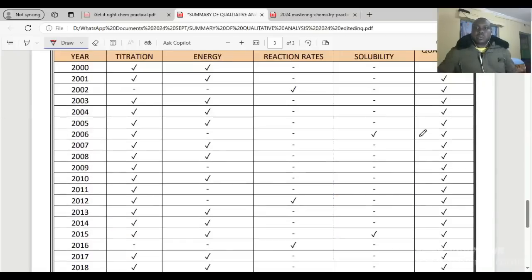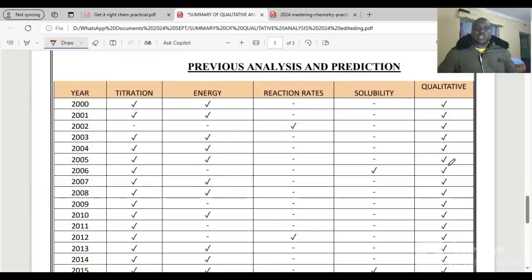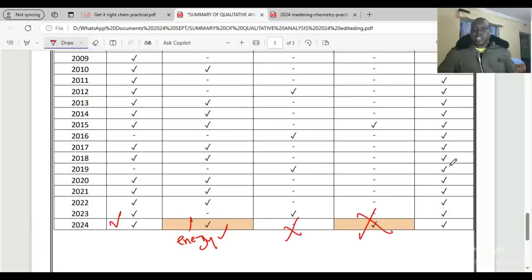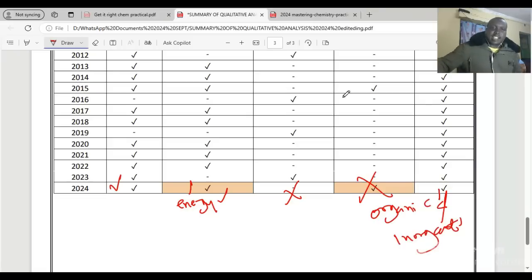Qualitative analysis, both organic and inorganic, you can see from 2000, there is no year that it has missed and it will never miss. So qualitative analysis is a must, both organic and inorganic. So we will look at this in detail. First I want to take you through the energy changes graphs.